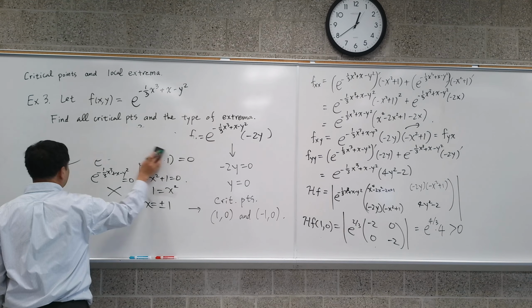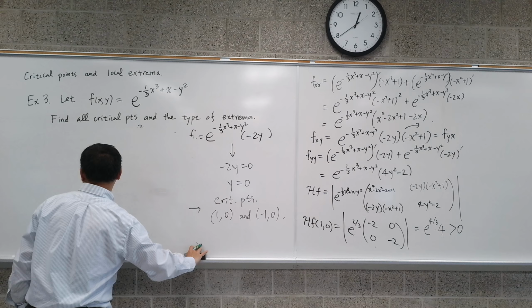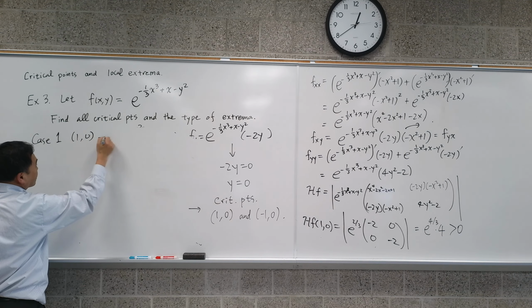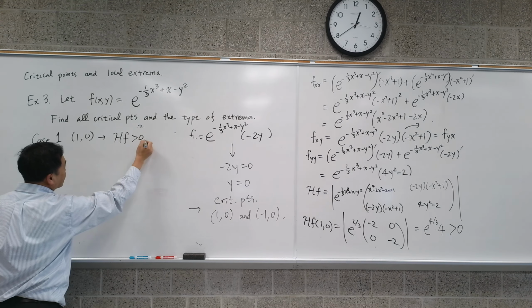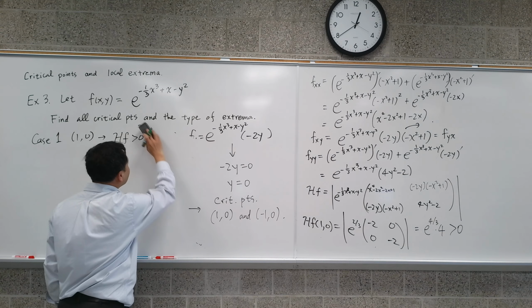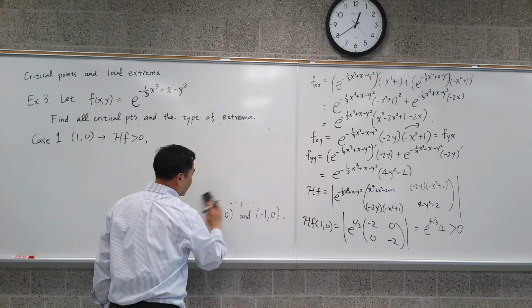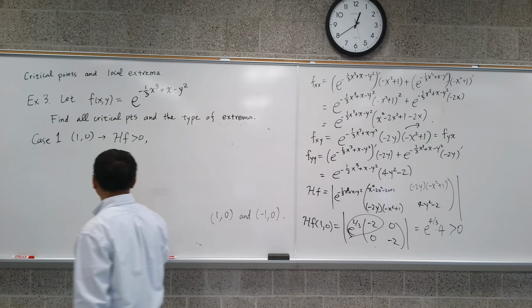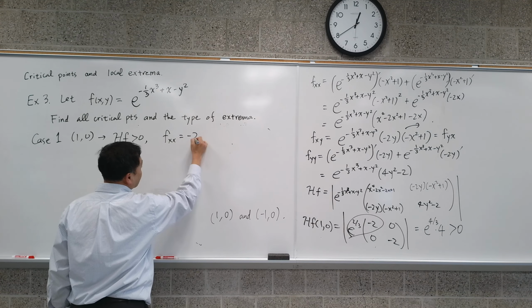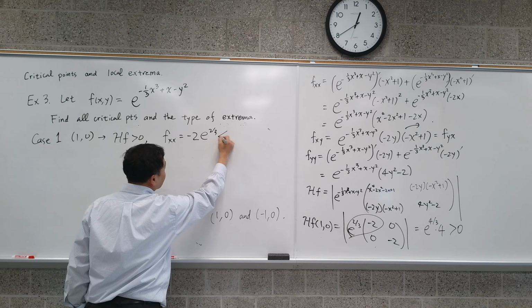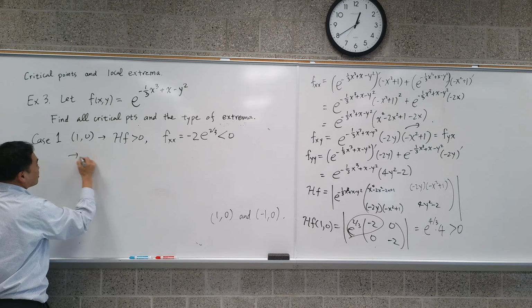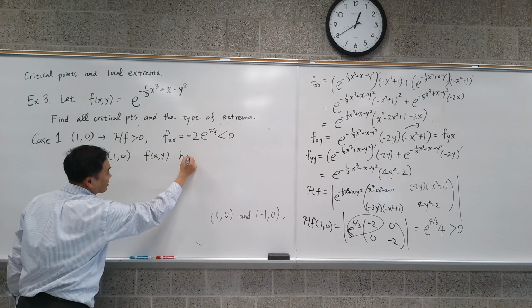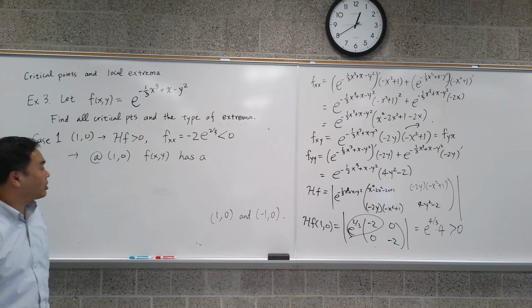So what does that mean? For the case 1 comma 0, you get the Hessian of f to be positive. So it's definitely not a saddle. If it's not a saddle, then we look at the fxx, which is negative 2 e to the 2/3, which is negative. So that means at 1, 0, f has a what? Relative maximum, yes.